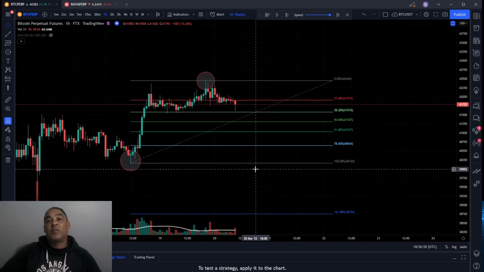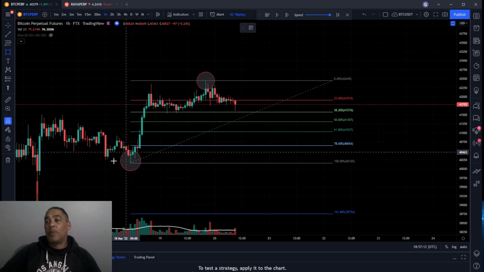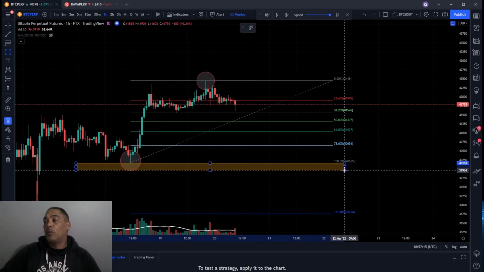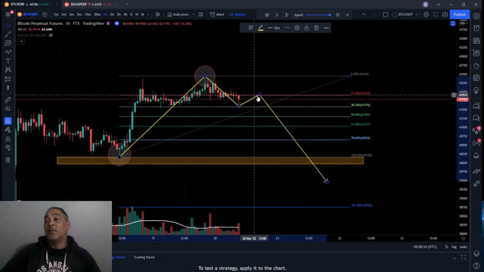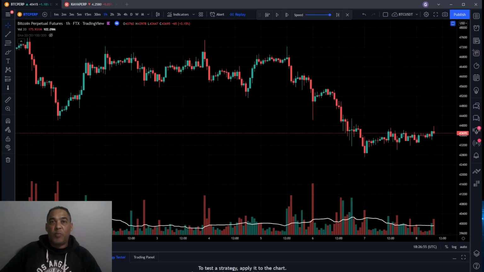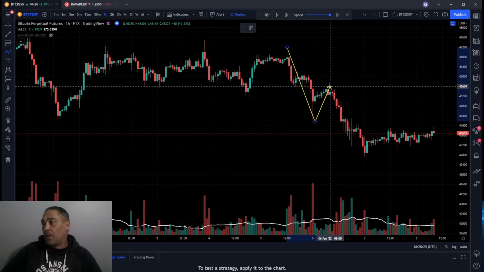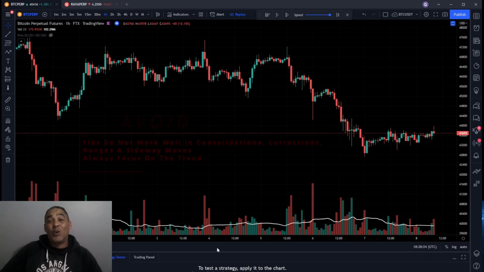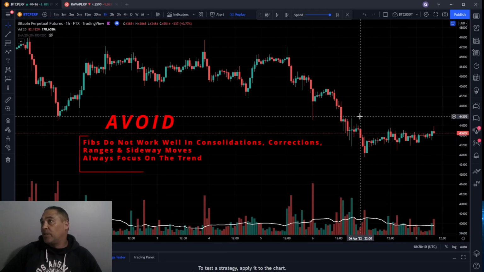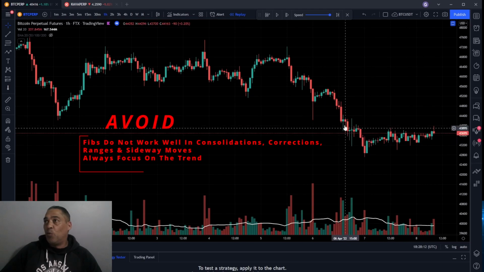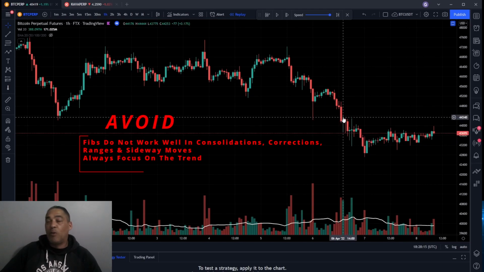Anything below your 100% will not be classified as a pullback based on our previous low. There will be a change in market structure, and that will be breaking lower lows, which in most cases is continuation to the downside. So for this example, I'll be showing you Fibonacci confluence with regards to trading. As we can see on the 1 hour Bitcoin chart, we are forming lower lows and lower highs. Please note that fibs do not work well with consolidations, corrections, ranges, and sideways movements, as we always focus on the trend when applying our fibs.